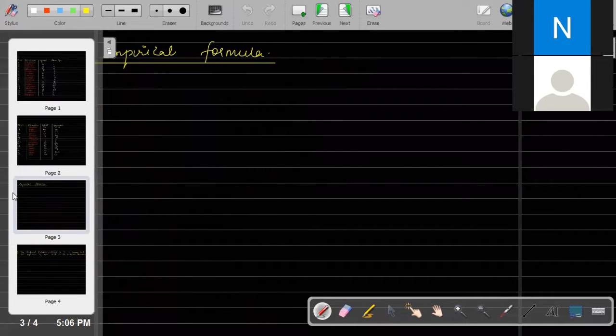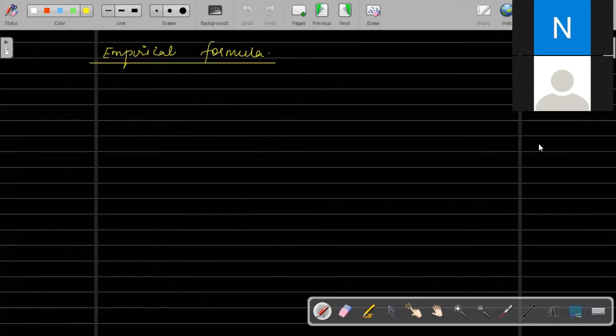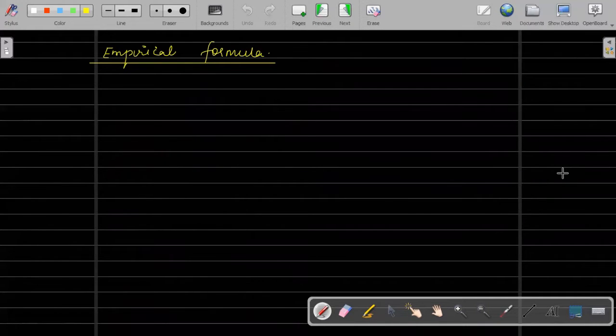So what is the empirical formula? It is the simplest formula, which is the smallest whole number ratio of atoms present. So this is the definition of empirical formula.